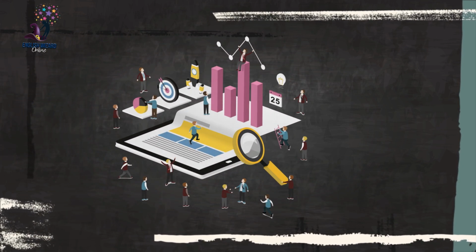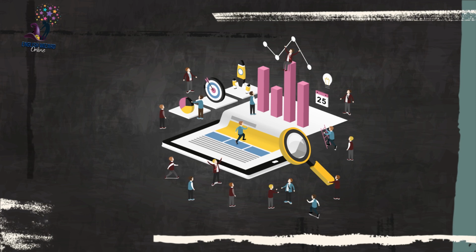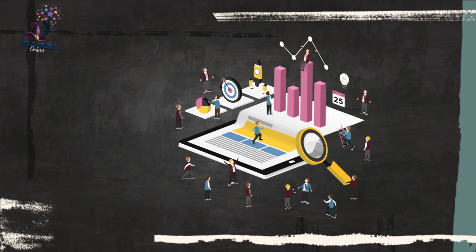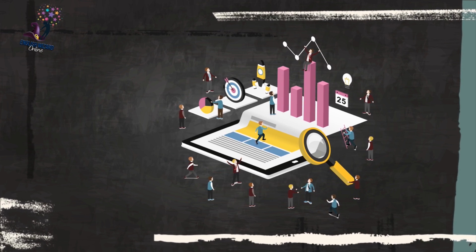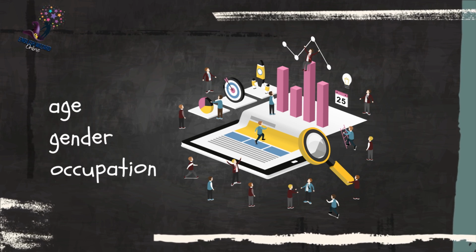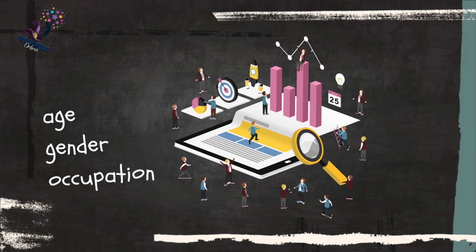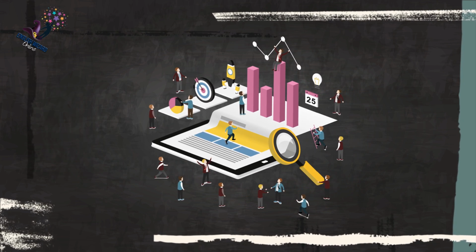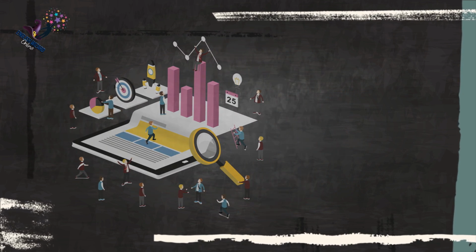Statistical treatment of data greatly depends on the kind of experiment and the desired result from the experiment. For example, in a survey regarding the election of a president, parameters like age, gender, and occupation would be important in influencing the person's decision to vote for a particular candidate.